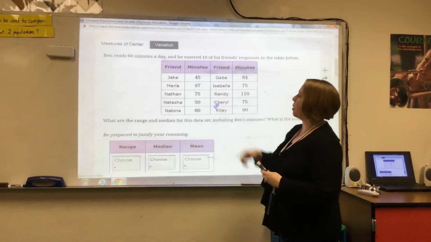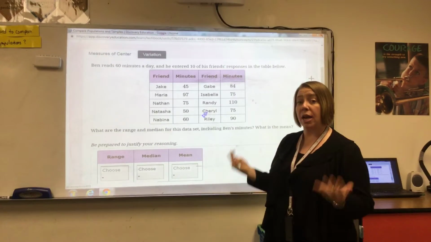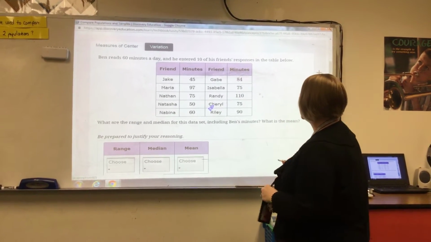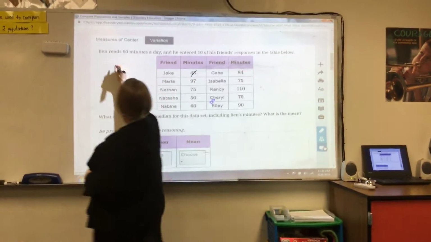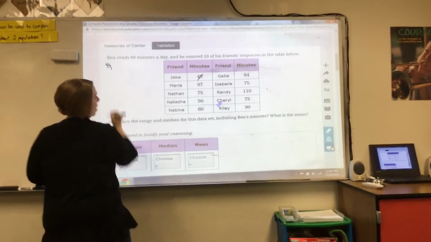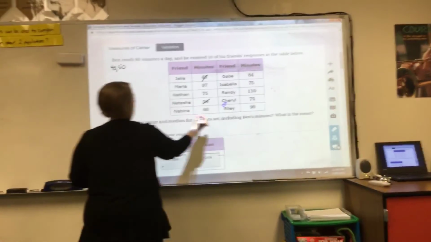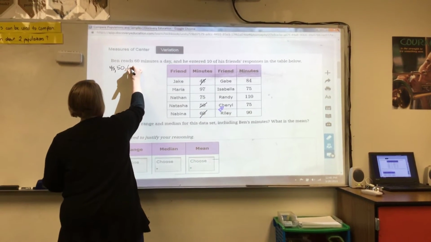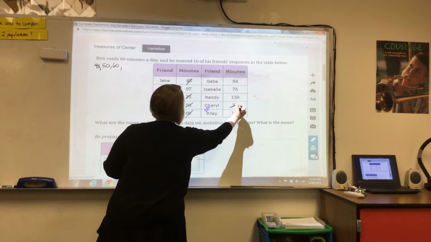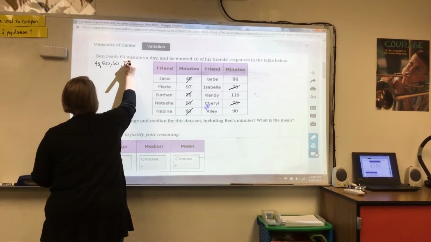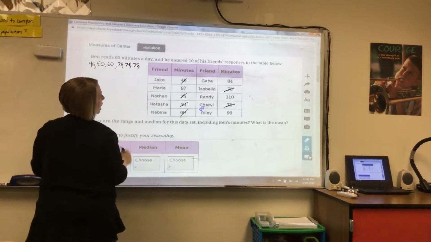Ignore the little blue triangles, my thing is broken. When I get a data set, the first thing I do is try to put the numbers in order from least to greatest, and I'm going to cross them out as I go. So I have 45, and then it looks like 50, and 60, and let's see, I have 1, 2, 3 of the 75s. I've got to write them all. 1, 2, 3. And you want it to be on one long line.